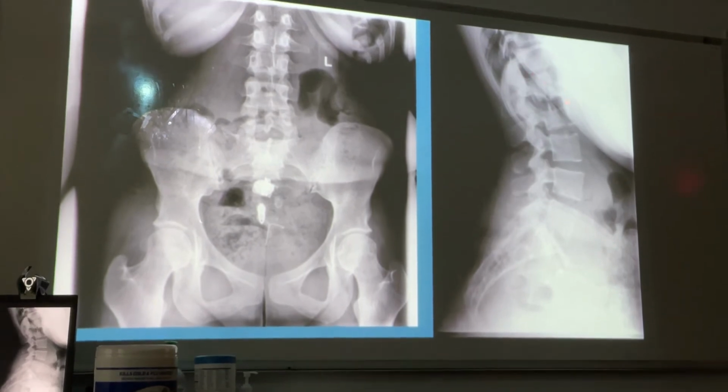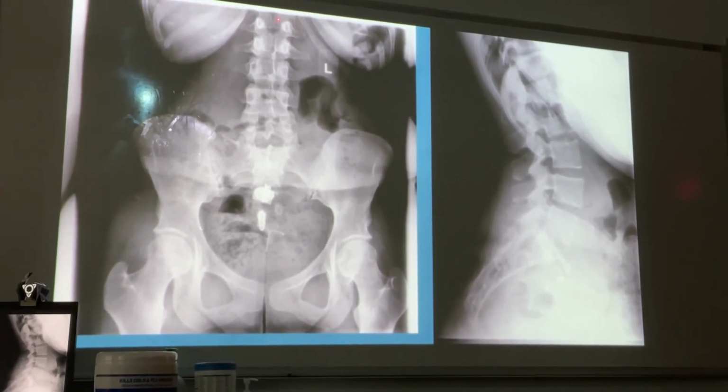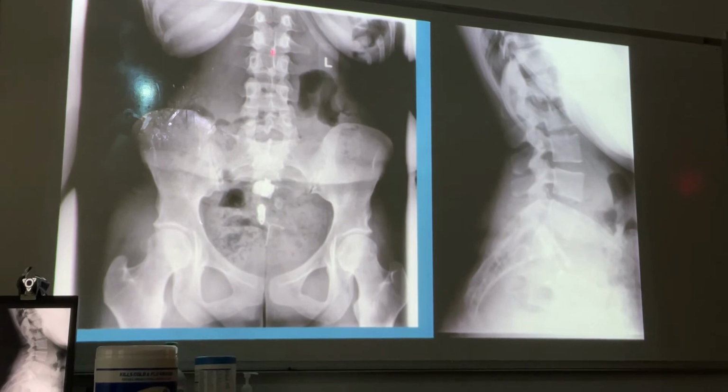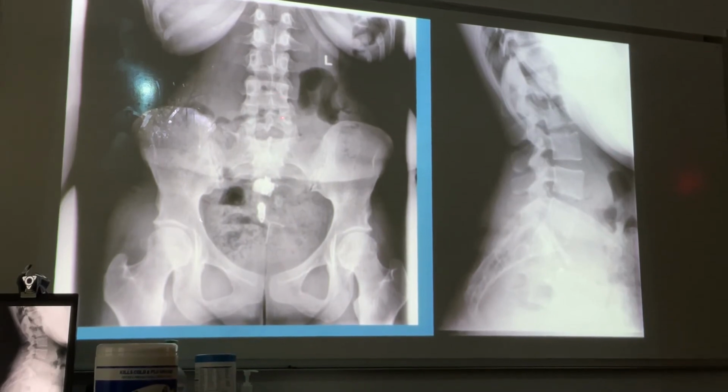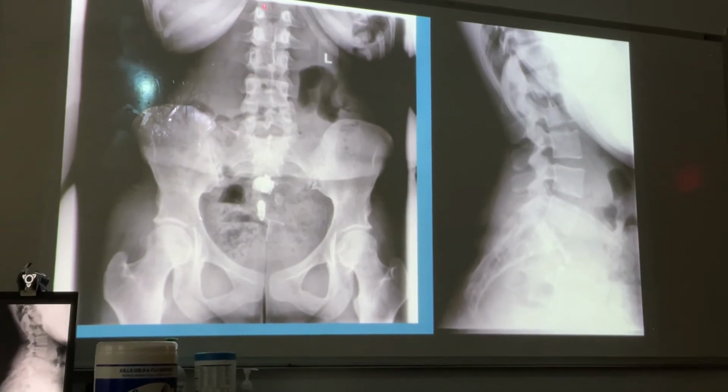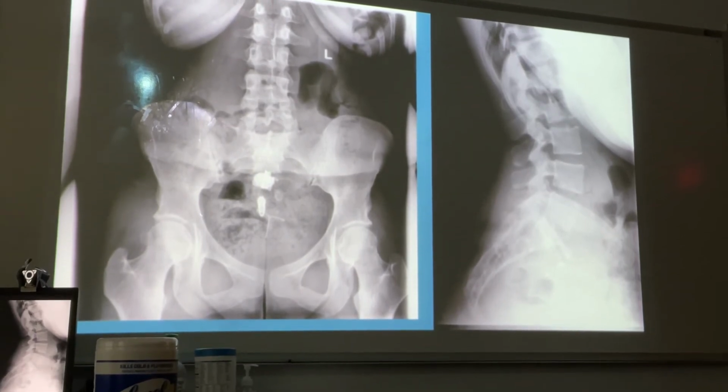Okay, but even though it's badly positioned, the arms are not up, we still can see things, right? So what are we seeing? L1. Spina bifida. Yeah, spina bifida, what level? 5, 4, 3, 2, and 1. Okay, yep, all right.